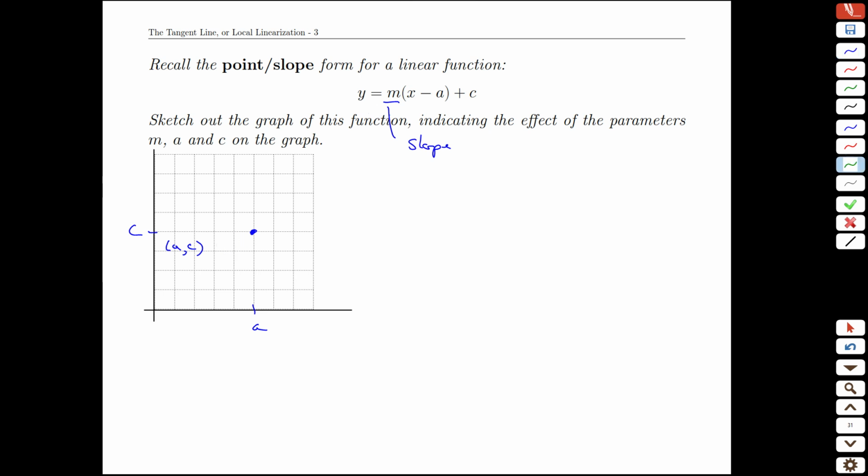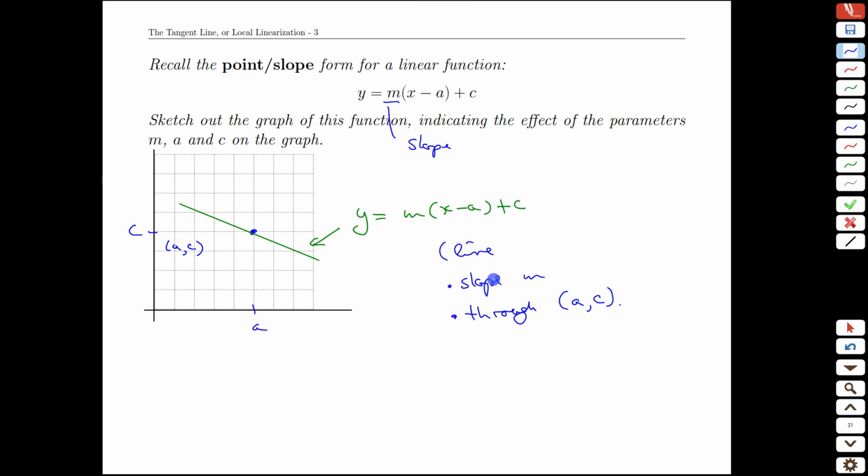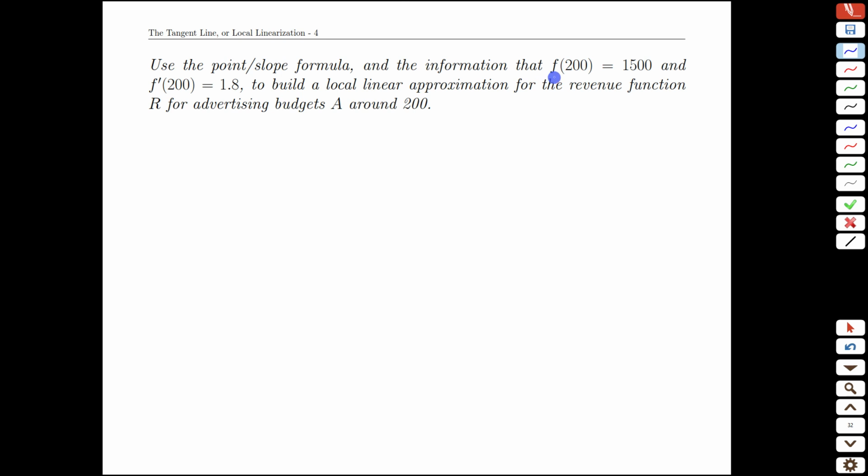So let's draw this line here. Let's make it a negative slope just for interest's sake. This line here is y equals m(x minus a) plus c. So the key thing is it's a line with slope m and which goes through the point (a, c). And the slope is exactly what we had in our revenue model on the last page. Here's our point, and here is our slope.